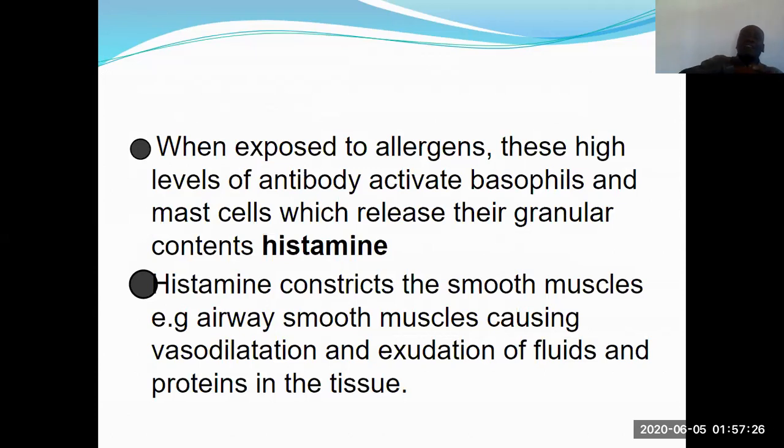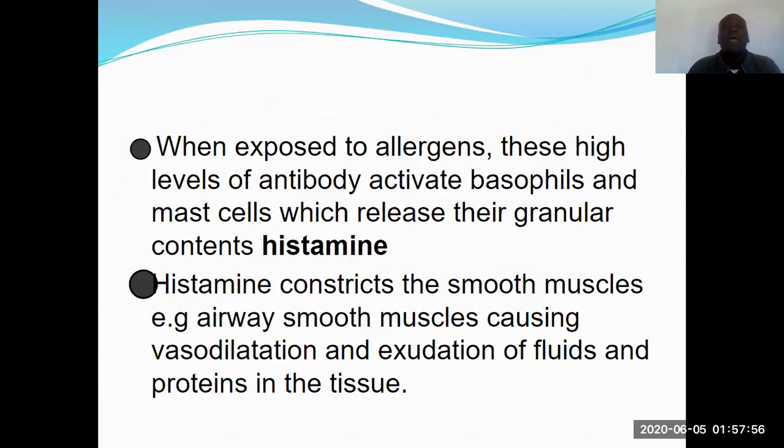So when one is exposed to allergens of high doses, the antibodies will be activated, and these antibodies would activate the basophils and mast cells. Then, because of that, they will produce histamine, okay? They will release their granules that contain histamine.